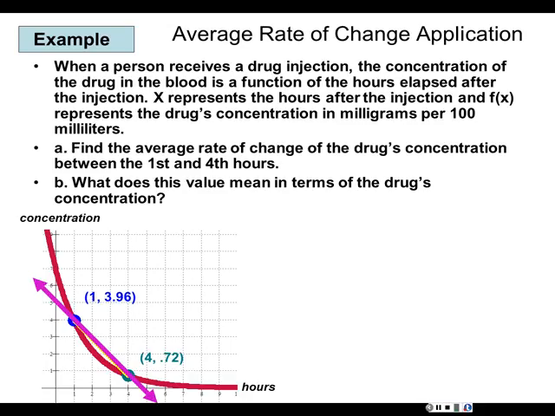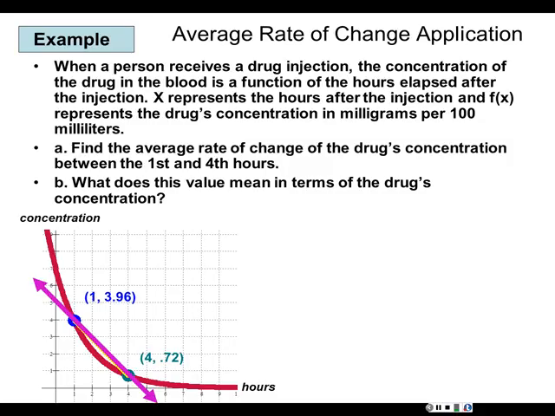That means how the concentration is changing over time. We know the function is decreasing, but how is it decreasing? What is the rate? Maybe the rate is too high, maybe the rate is low. You can probably realize that between the first and fourth hour the rate is quite high, because you see the slope is quite sharp.